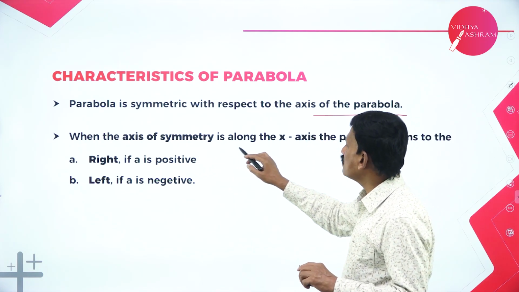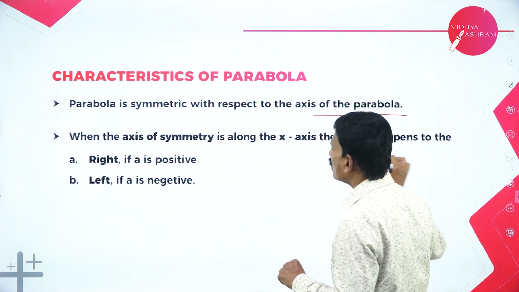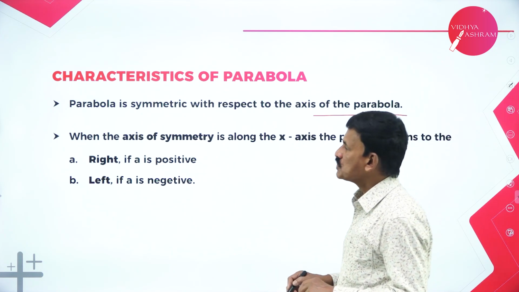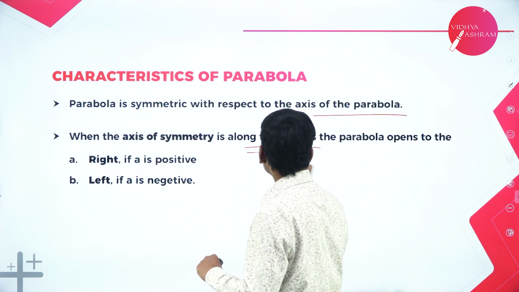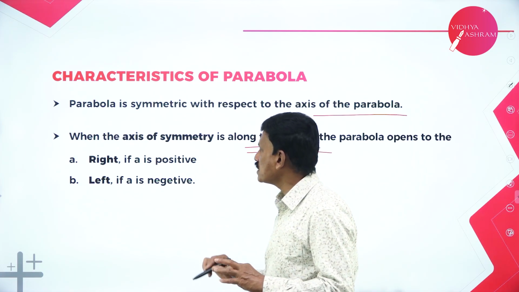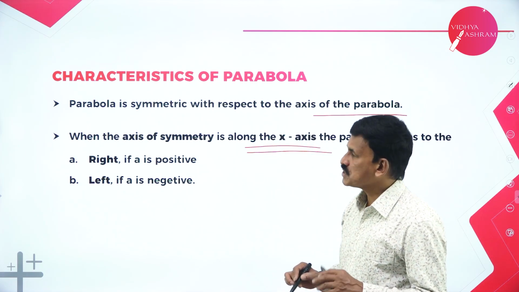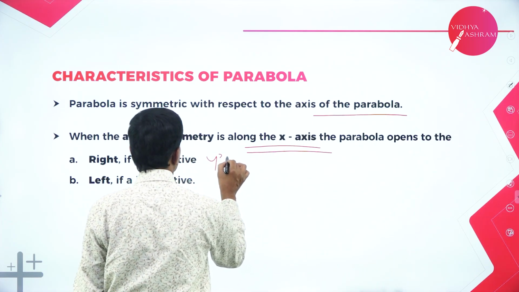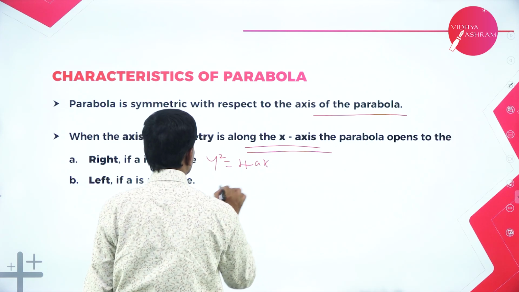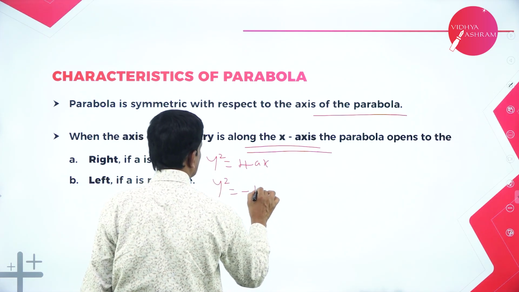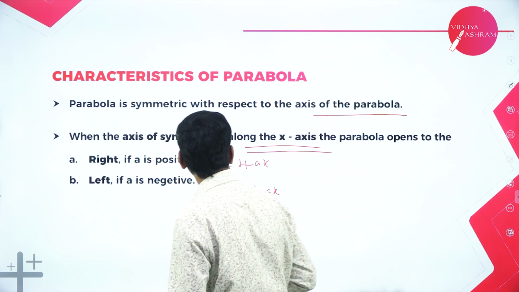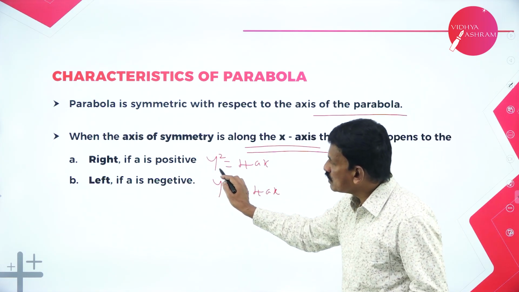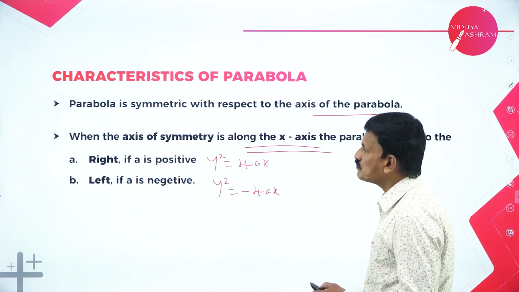When the axis of symmetry is along the x-axis, then the parabola opens right if a is positive, left if it is negative. So, therefore, here the equation of the parabola is y square is equal to 4ax, or y square is equal to minus 4ax, which is along the x-axis. Right if a is positive, left if a is negative.